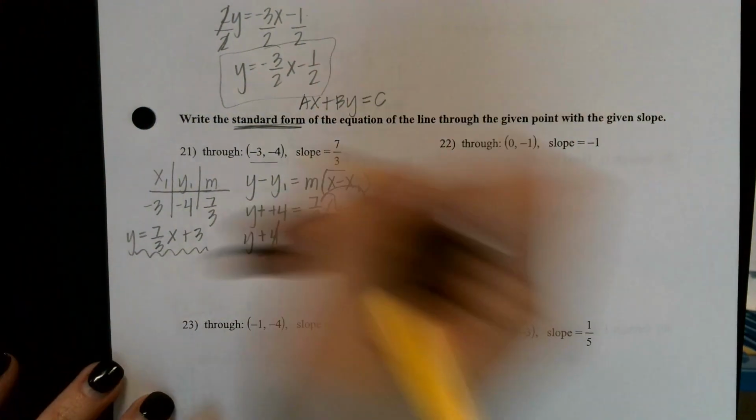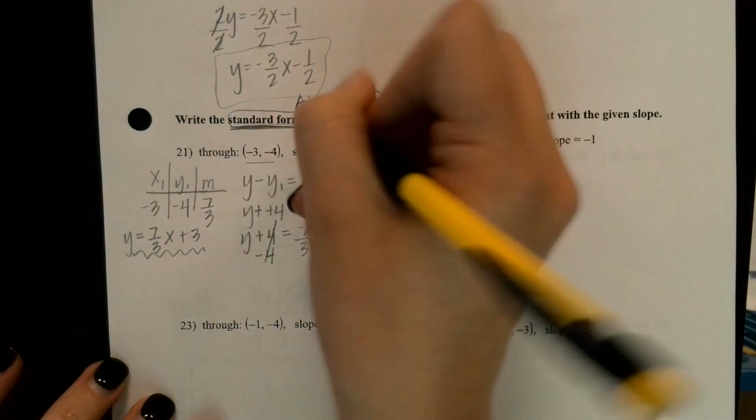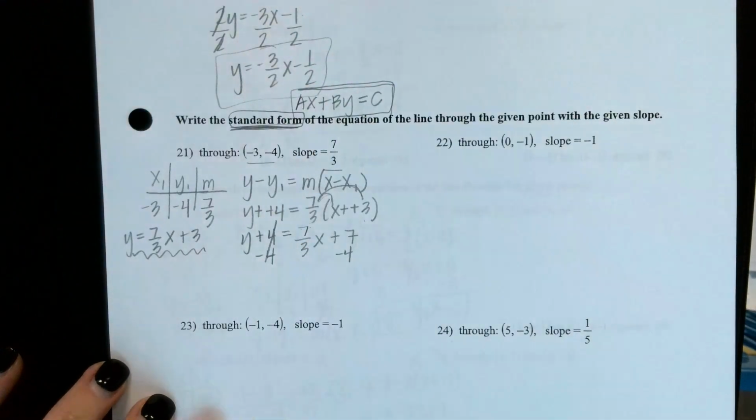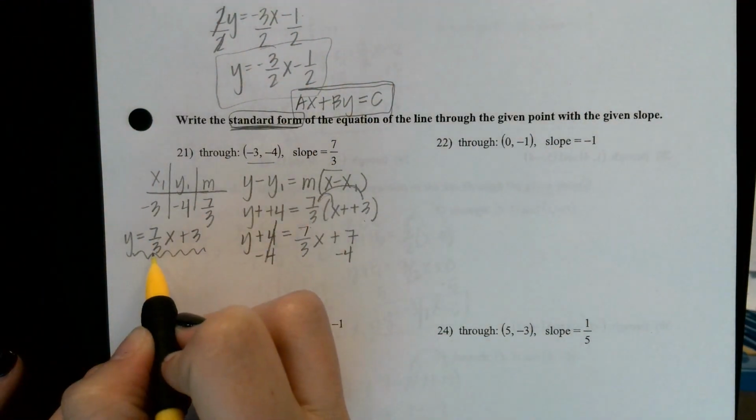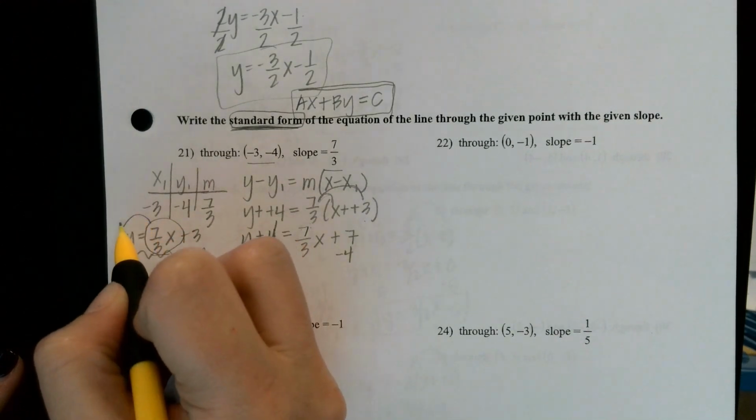I would have you guys stop there, but what do I want my answer in? Not in slope-intercept form, but in standard. So standard is ax plus by equals c. This is what we just did today. So my x needs to move from this part on the right side over to the left side.